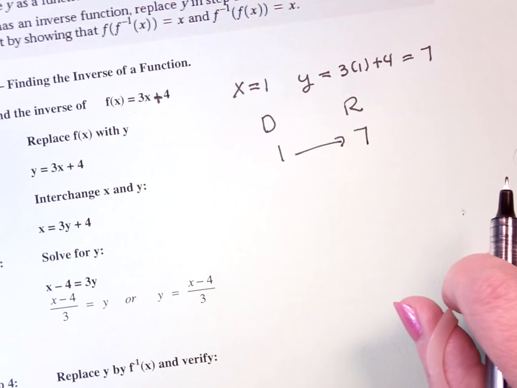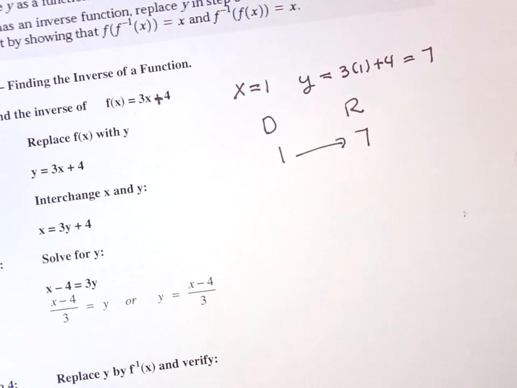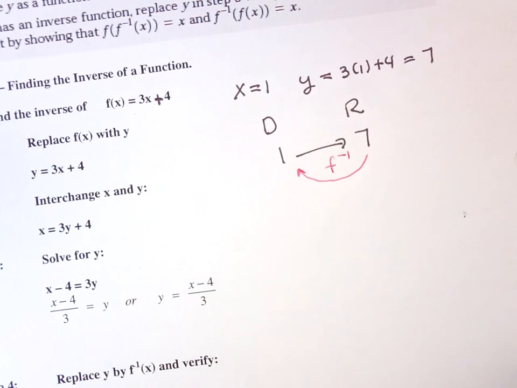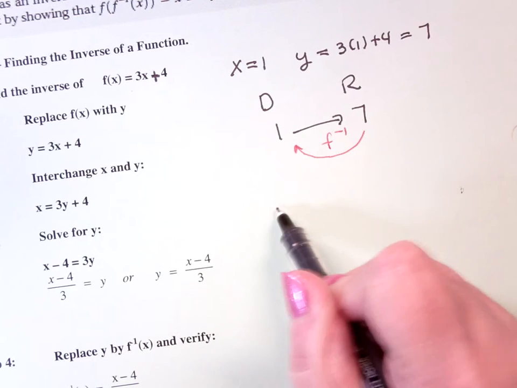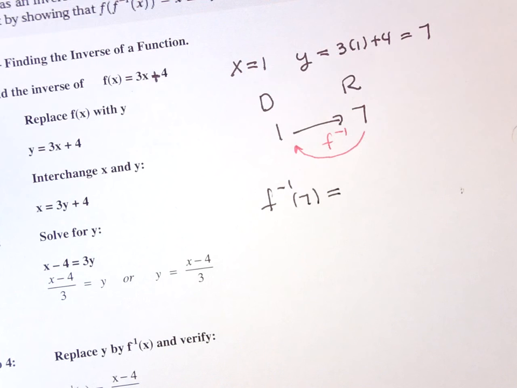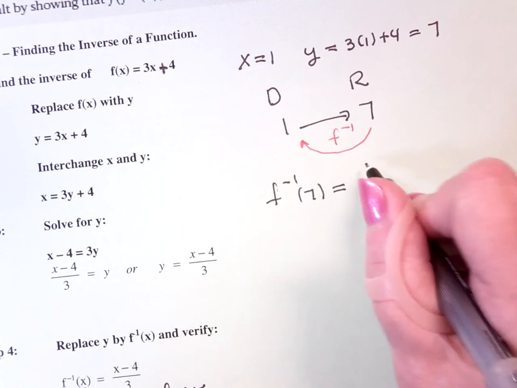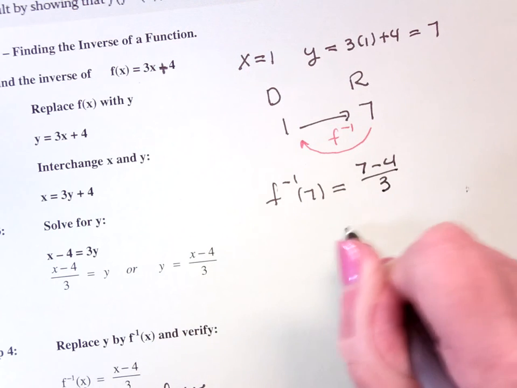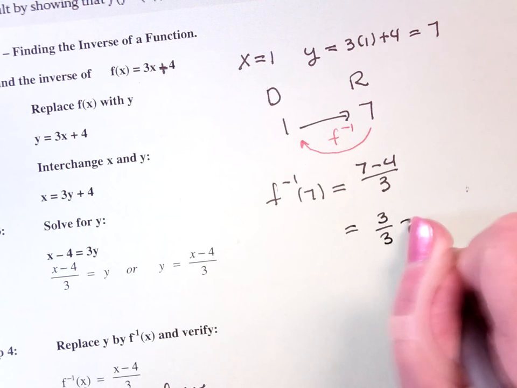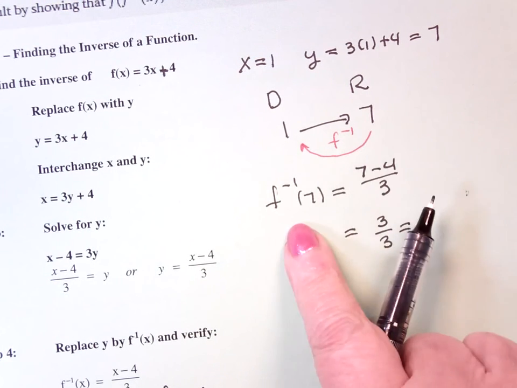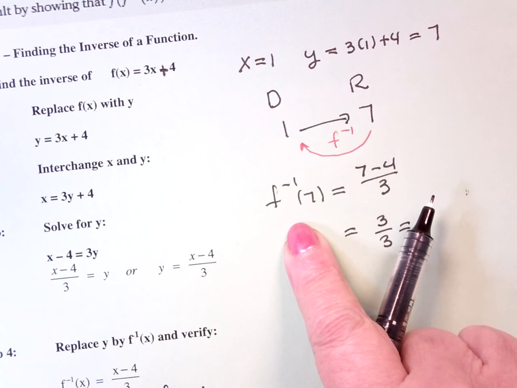What's the inverse supposed to do? Take 7 back to 1. Well, is it true that f inverse of 7 is equal to 1? Well, we said the inverse was x minus 4 divided by 3. So it would be 7 minus 4 divided by 3, which is 3 divided by 3, which is 1. So 1 went to 7. The inverse I found brings 7 back to 1.